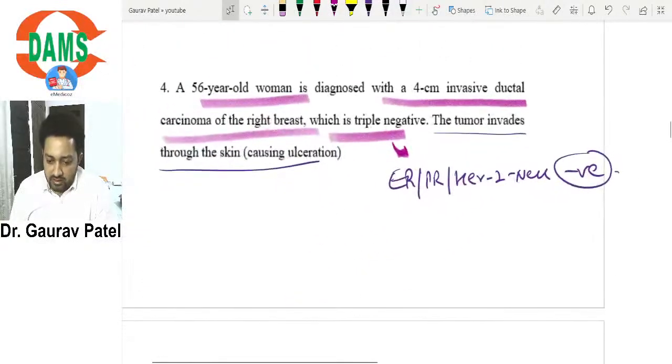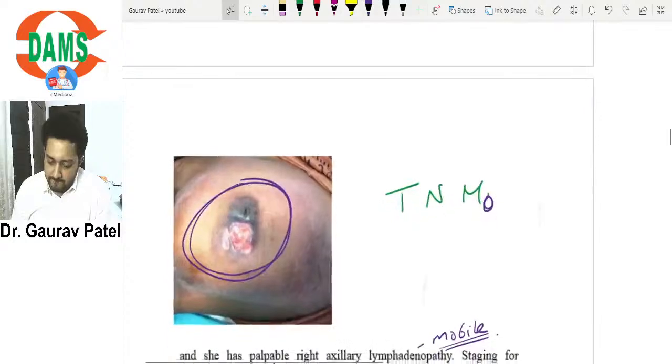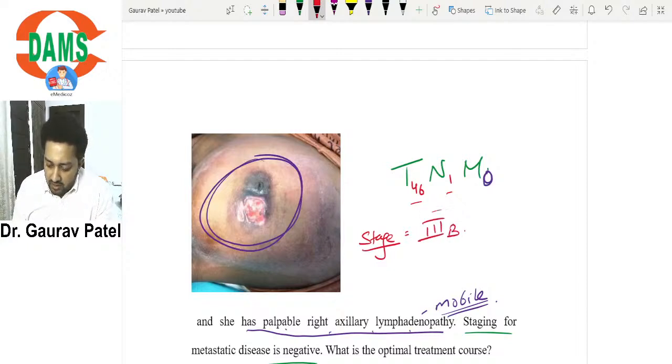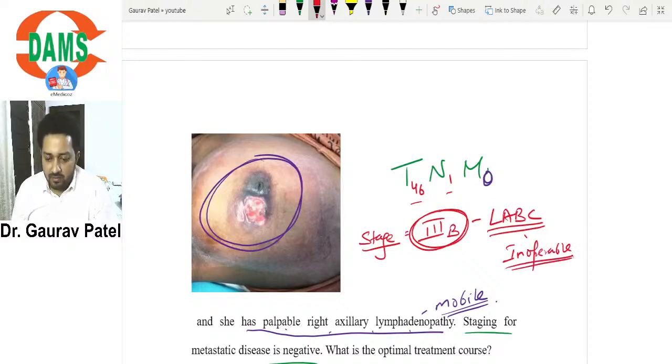Okay, so yes, you are saying T4B, yes, correct. Mobile N1. T4B N1 as per the stage, this comes in which stage? Anybody? 3B. 3B is locally advanced breast cancer. We call it as inoperable. I mean, at this moment, it is inoperable type of LABC.